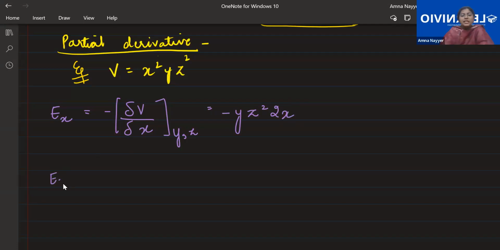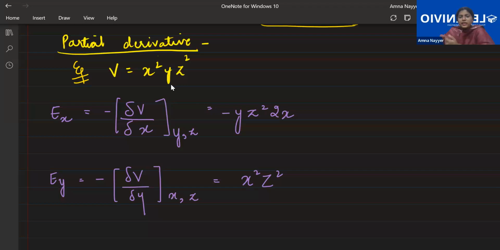Now, when I'm differentiating for Ey, minus delta V by delta y, now I will take x and z as constants. So if x and z are constants, x square and z square will come out. Only y is left. Dy over dy is what? 1 only. Differential of y is dy over dy, that's 1 only.